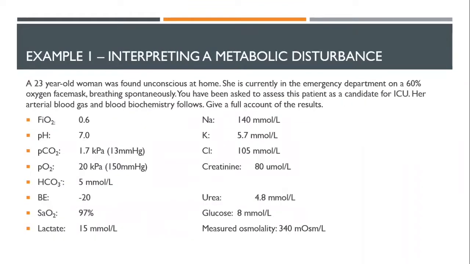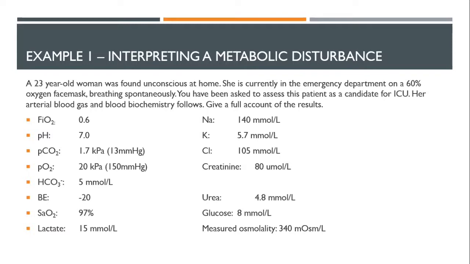So we're going to go through a few examples now, and this is the bit that I usually like to do in person, but I'll just try to go through them with you, and maybe you can jot down as we go along what you thought the disturbances were. So the first case, we have a 23-year-old woman who's been found unconscious in her home. She's currently in the emergency department on a 60% oxygen face mask, and she's breathing spontaneously, and you have to go and assess her for the ICU.